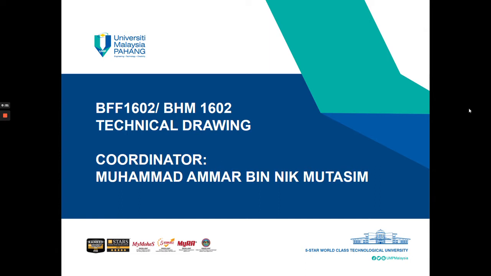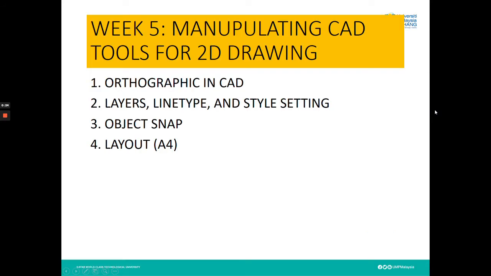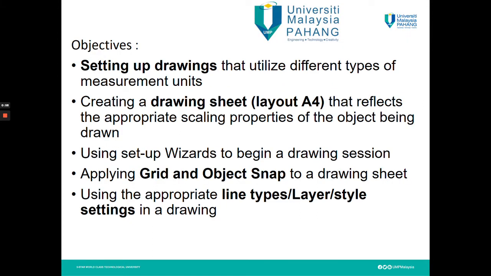So we will start with understanding 4 things today. The first one, we're going to work on the orthographic in CAD, and then the layers in AutoCAD, and then we will do object snap, and then we will focus on doing layout, but not necessarily in 1, 2, 3, 4 order. We will start first with maybe the layout first, and then object snap, and then layers, and then orthographic drawing. Okay, whichever necessary.